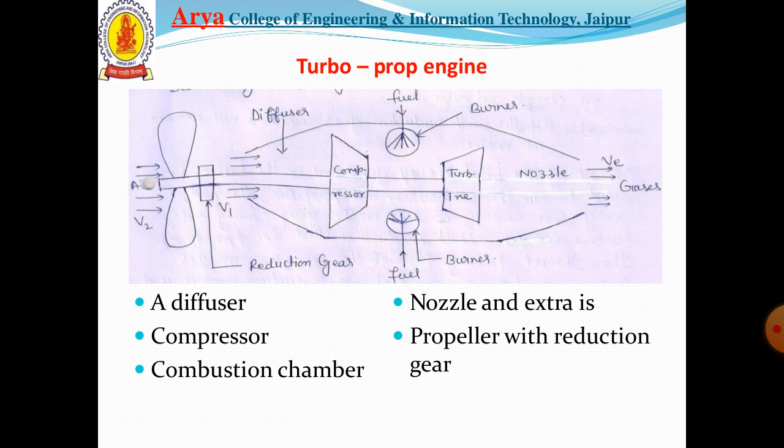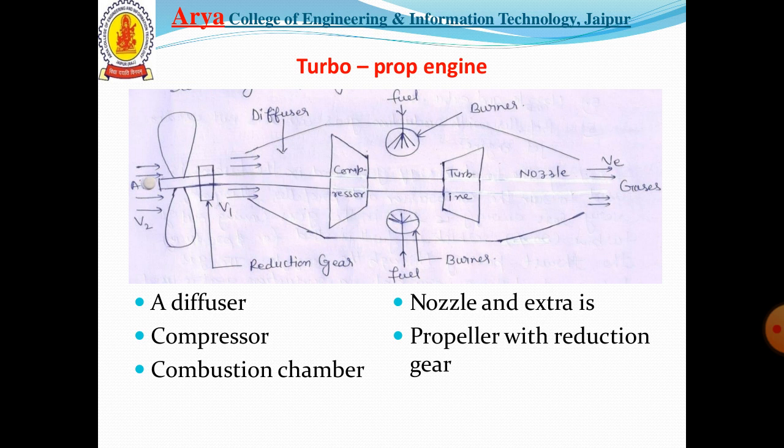In this system, the gas is partly expanded in the turbine and partly in the nozzle. The power developed by the turbine is equal to the power required to run the compressor and the propeller. Nearly 80% of the total expansion takes place in the turbine section and the remaining 20% is in the nozzle section.